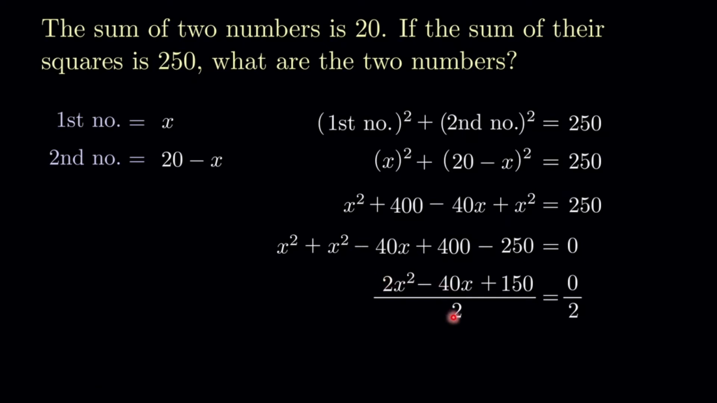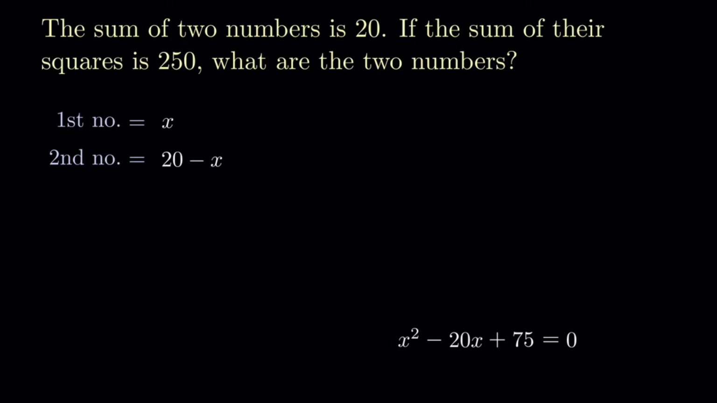2x squared divided by 2 is x squared. Negative 40x divided by 2 is negative 20x. Positive 150 divided by 2 is positive 75. And 0 divided by 2 is 0. So the quadratic equation we will use to solve the problem is x squared minus 20x plus 75 equals 0. Okay? So we will solve this using the 4 methods we have already studied.